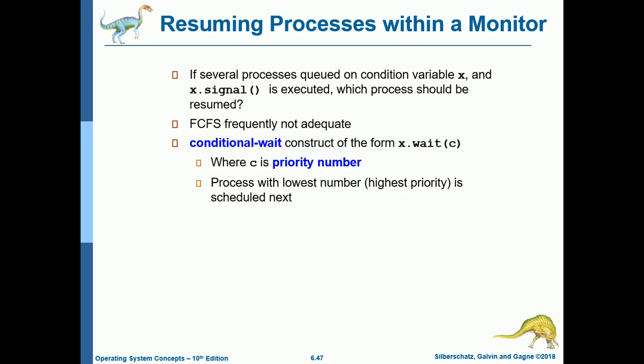So resuming processes within a monitor. If several processes are queued on condition variable x and the x.signal function is executed, which process should be resumed? The process here is the scheduling algorithm that we have previously studied, which is first come first serve, frequently, but it's not adequate. So conditional wait construct of the form x.wait(c), where c is the priority number, the process with the lowest number, lowest number meaning highest priority, is scheduled next.